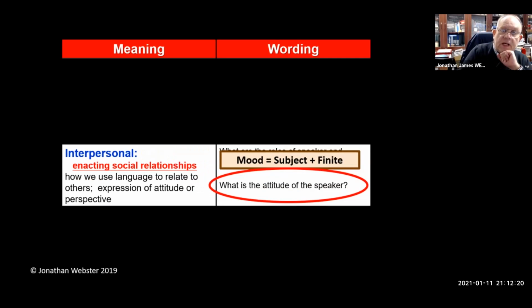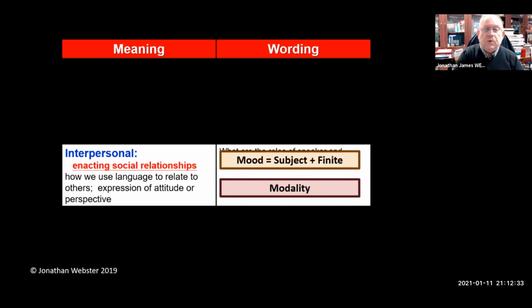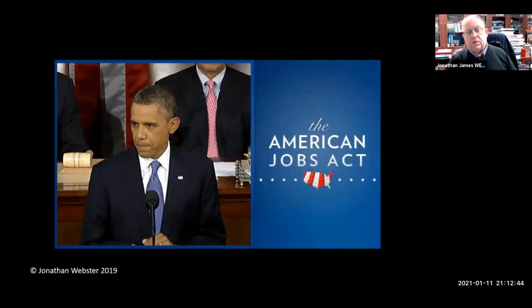The other would be, for example, communicating the attitude. Am I communicating to you certainty, confidence, or hesitancy? Now, how do I do that? Modality. One way in which we do it is how we use modal auxiliary verbs. Now, again, I'm going to play a speech that's given by Obama, when he was president, a speech that he gave to Congress, and he wanted them to do something. He wanted them to pass a particular act. He called it the Jobs Act.